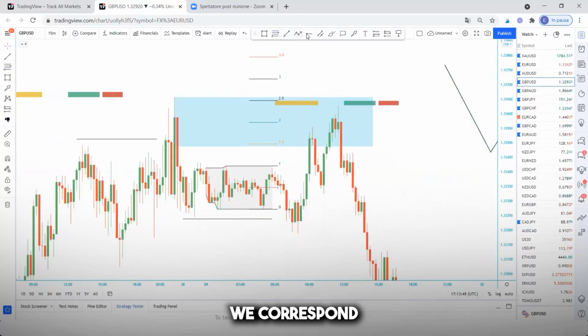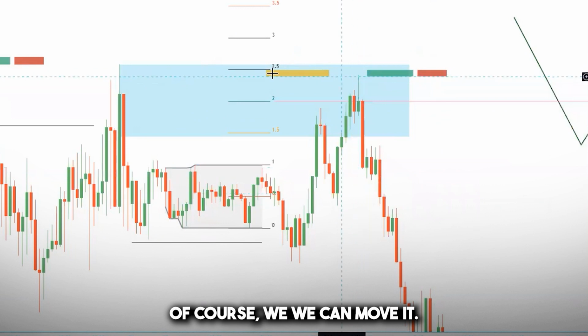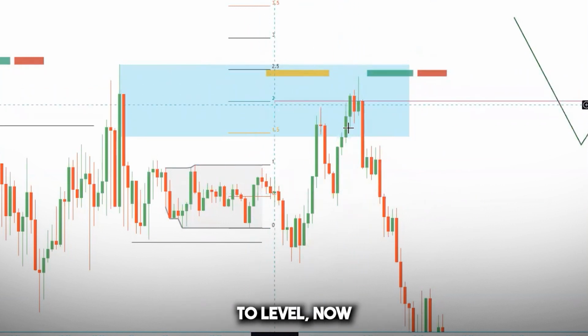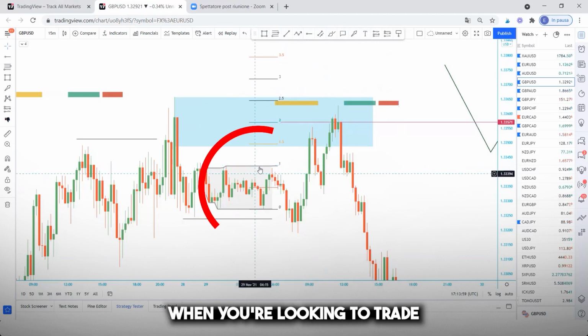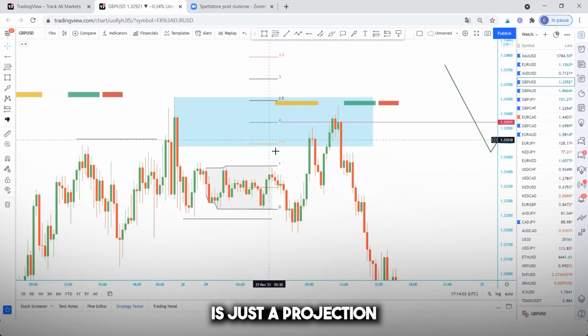We can see that we correspond to our 2 Asian range projection. Of course, we wick above it, we almost reached the 2.5, but I would say that overall we respect the 2 level.